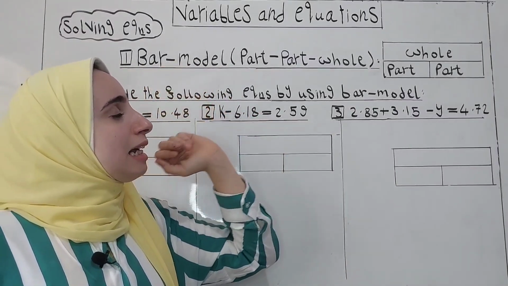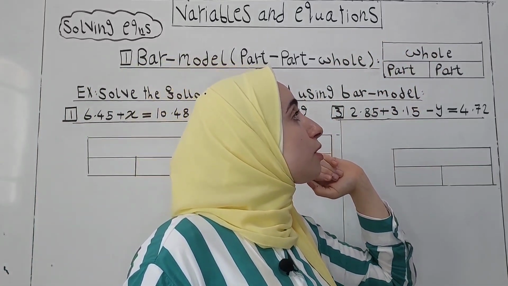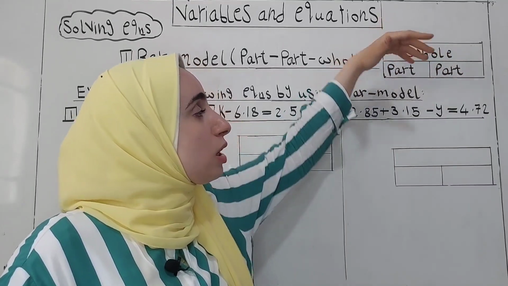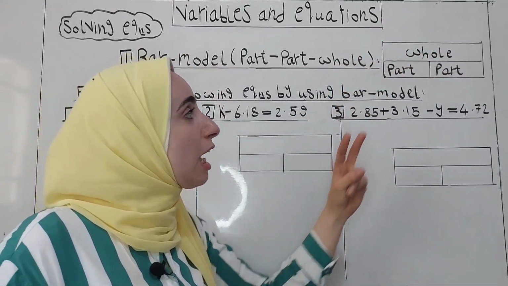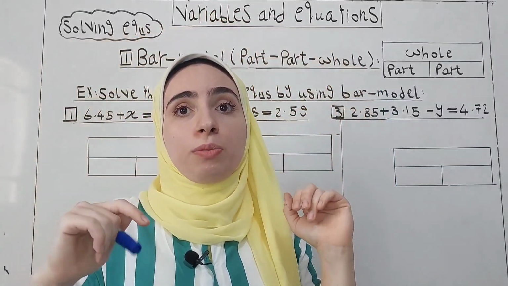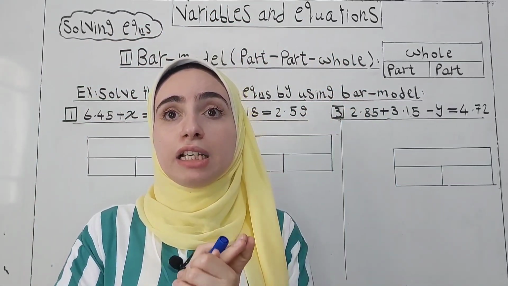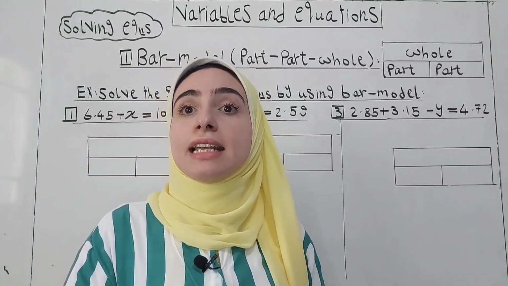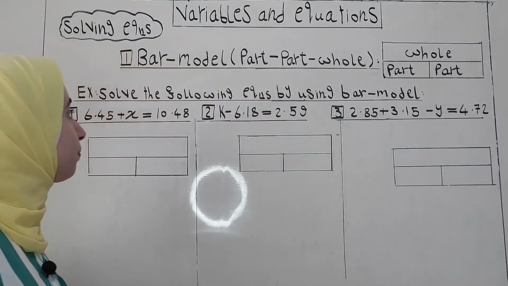And the part model is a rectangle. Decompose it into three parts. At the top we have the whole number. At the bottom we have two parts. If the variable is at the top, we make addition, and if the variable is at the bottom, we make subtraction. Let's take an example.